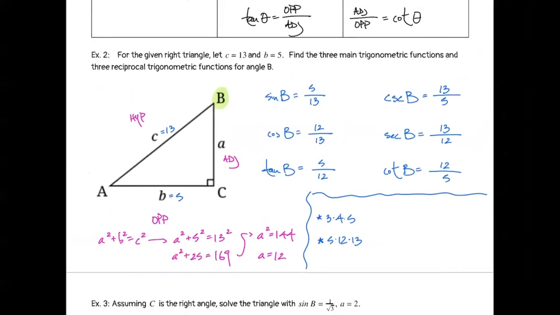So a nice warm up into this idea that these three might have scarier names because we just don't use them as much, but the concept there is that they are the reciprocal trig functions. That's it.